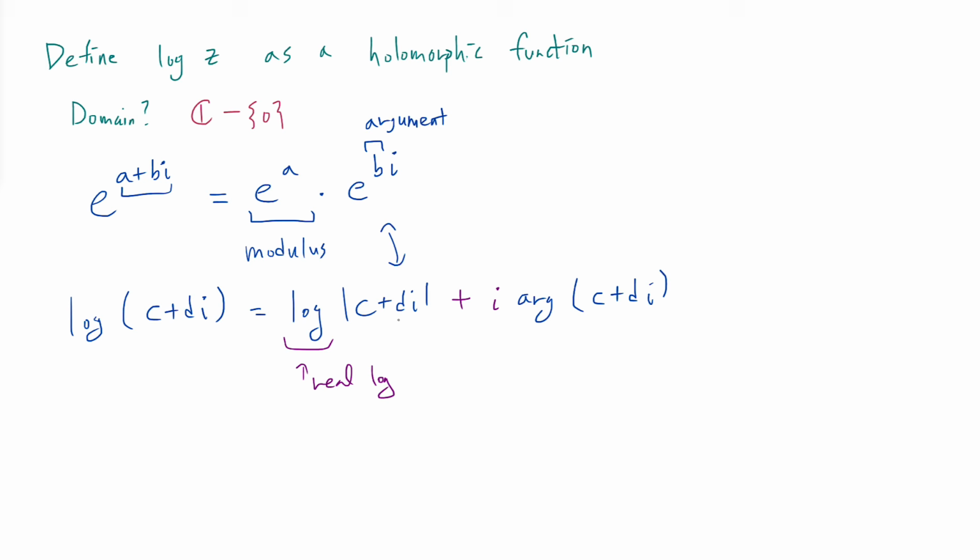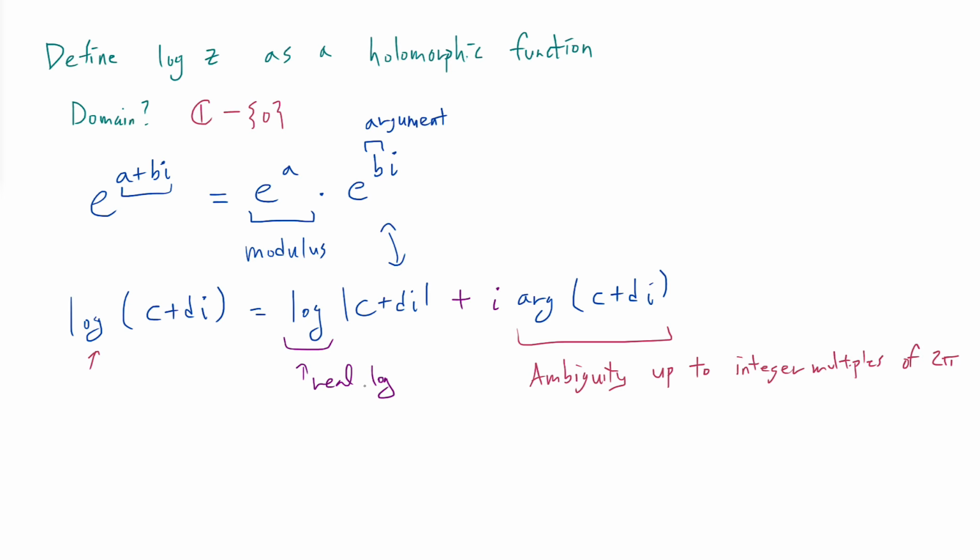And the key thing is this part is well defined. This is real log of a positive number. But the argument part, here there's ambiguity, up to integer multiples of 2 pi, because that angle is not well defined. If you're only off by an integer multiple of 2 pi, you're actually at the same angle. So when you try to define logarithm, you actually get a multi-valued function where there are many possible outputs up to addition or subtraction of 2 pi i.